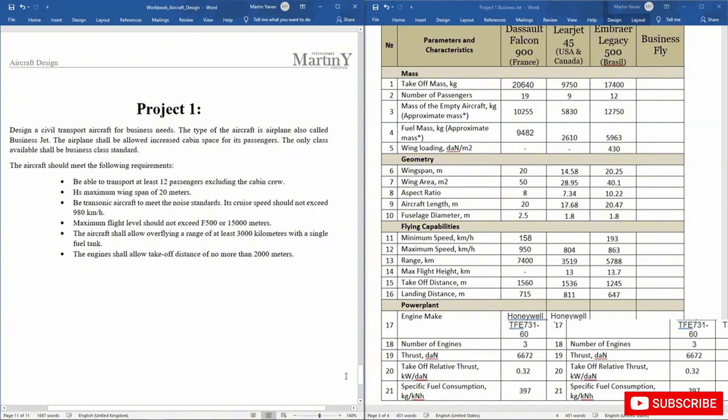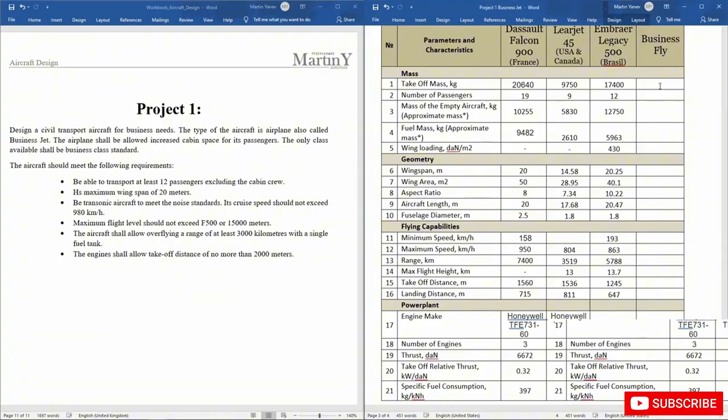Hi everyone, welcome to this lecture. At this stage we can now start looking for the initial parameters that our aircraft is going to have. To do this, we basically need two things: the table of the three aircraft that we discovered and that are similar to ours, and also the requirements for our project.